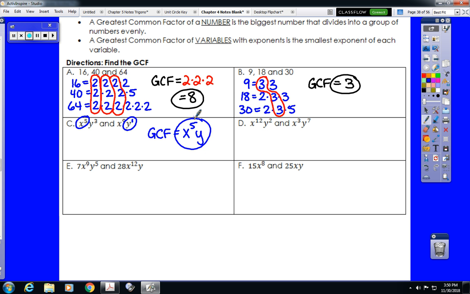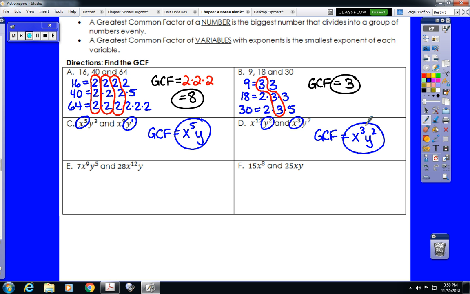So let's do another one of those. On letter D, we have x to the 12th and x to the 3rd. The smaller would be x to the 3rd. For y, we have y squared and y to the 7th. So the smaller of those 2 would be y squared. This makes the GCF of these 2 monomial terms x to the third y squared.